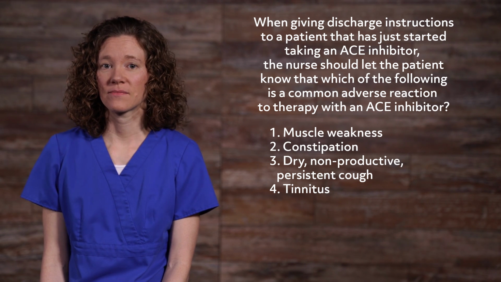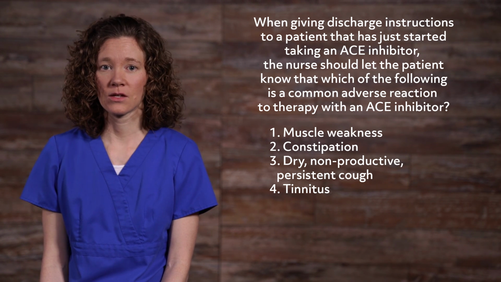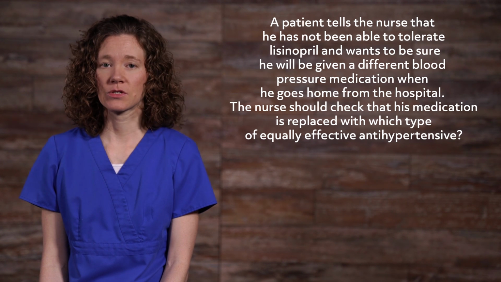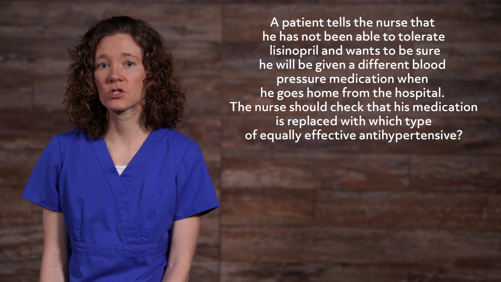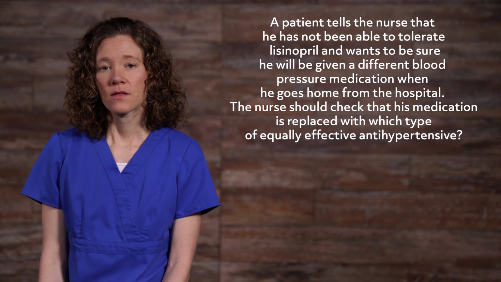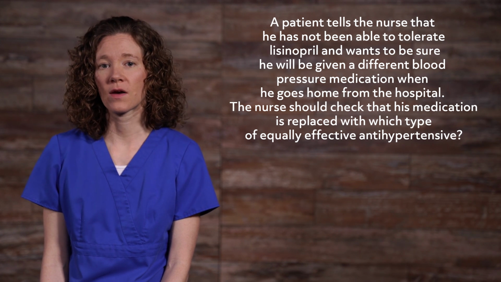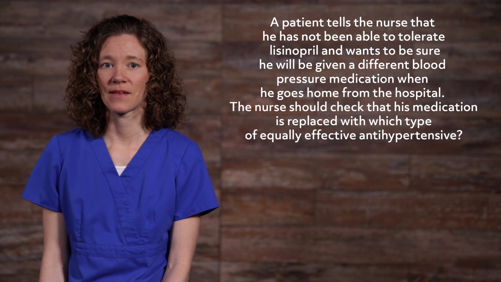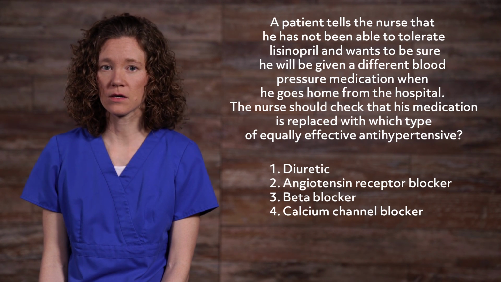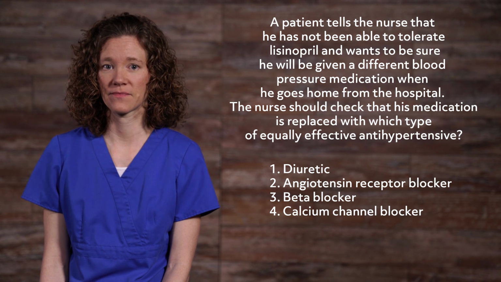Number 3 is right. A persistent cough is a common side effect of an ACE inhibitor due to the increase in bradykinin levels. A patient tells the nurse that he has not been able to tolerate lisinopril and wants to be sure he will be given a different blood pressure medication when he goes home from the hospital. The nurse should check that his medication is replaced with which type of equally effective antihypertensive. 1. Diuretic, 2. Angiotensin receptor blocker, 3. Beta blocker, or 4. Calcium channel blocker.